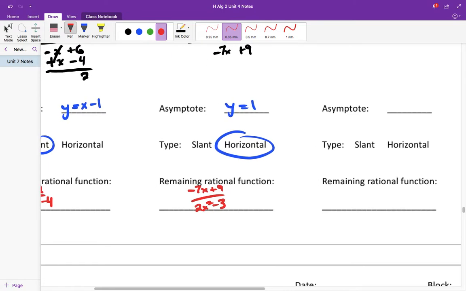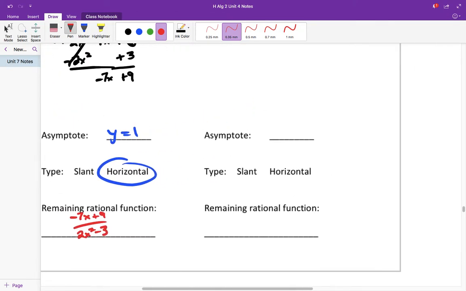In other words, when you went to graph this one, you would graph a horizontal asymptote through y equals 1, and then you'd go from there using this function down here as what you'd look at for the rest of your function.